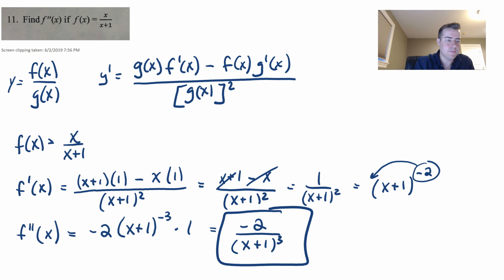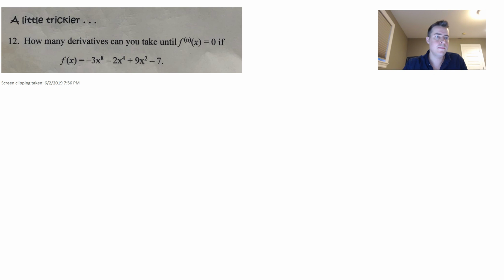And there's your answer. Okay, let's go to number 12 here. It says, how many derivatives can you take until the nth derivative of x equals 0? Okay, well, let's think about this. What really only matters here is the largest degree term. So that's going to determine when we can equal 0. So think about this logically.